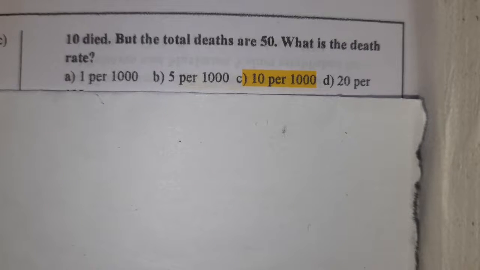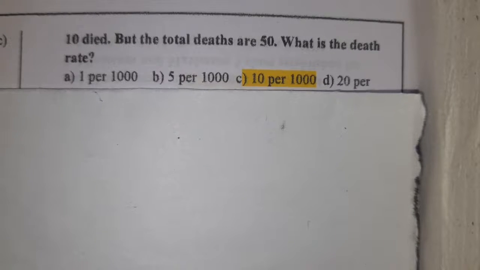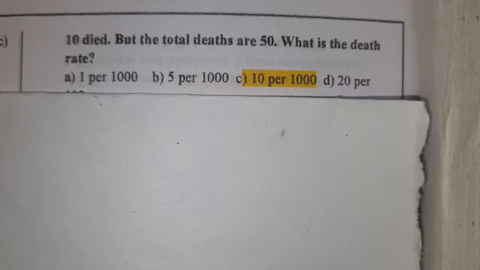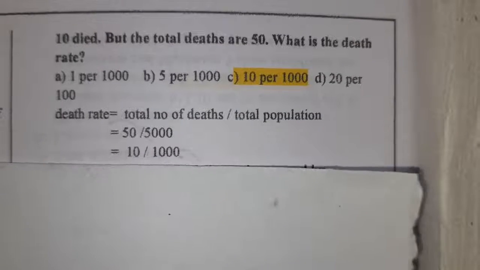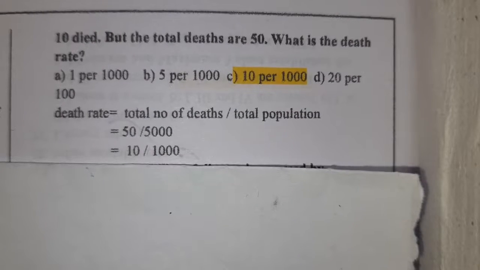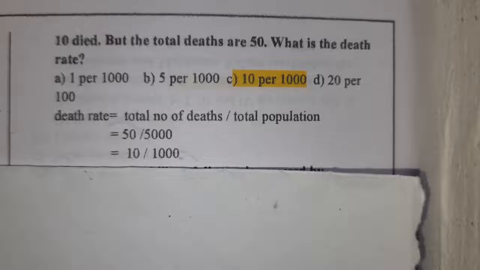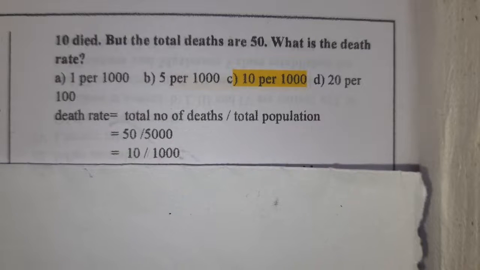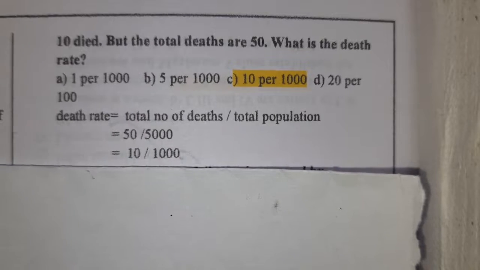Death rate is total number of deaths by total number of population. Here there are 50 deaths and the total population is 5,000. So 50 by 5,000 is 10 per 1,000. So the answer is death rate is equal to total number of deaths by total population. 50 deaths are seen per 5,000 population. That is 10 deaths per 1,000 population.